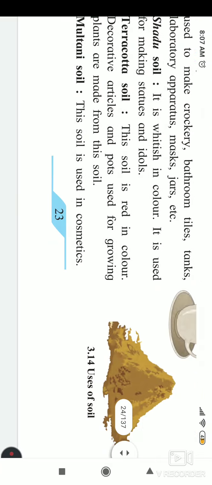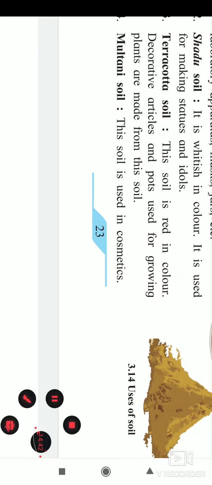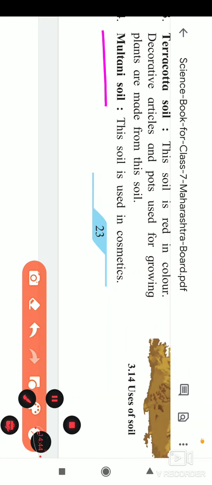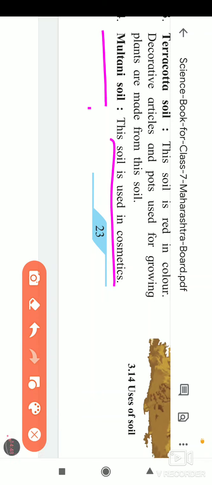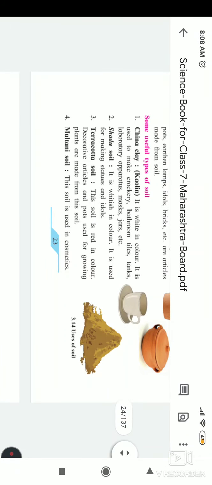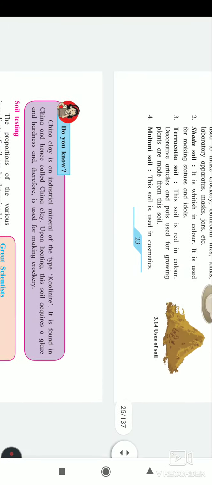And the last soil is the multani soil. As you know, in your home also your mother uses this multani mitti as a cosmetic. It has medicinal uses, and it cures skin diseases.